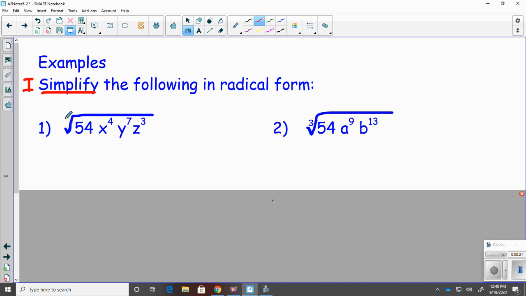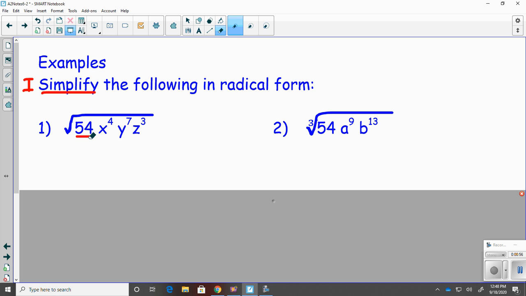The index number is 2 when you do not see a number outside. The radicand is 54, x to the 4th, y to the 7th, and z to the 3rd. Your first task is to see if 54 is a perfect square. Since 7 times 7 is 49 and 8 times 8 is 64, and 54 is not in that list, there is no whole number answer to the square root of 54.